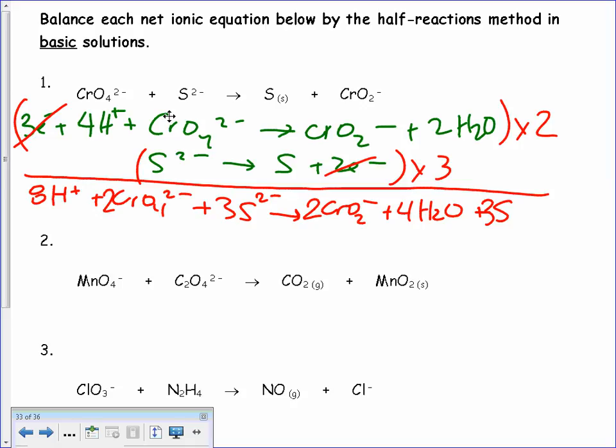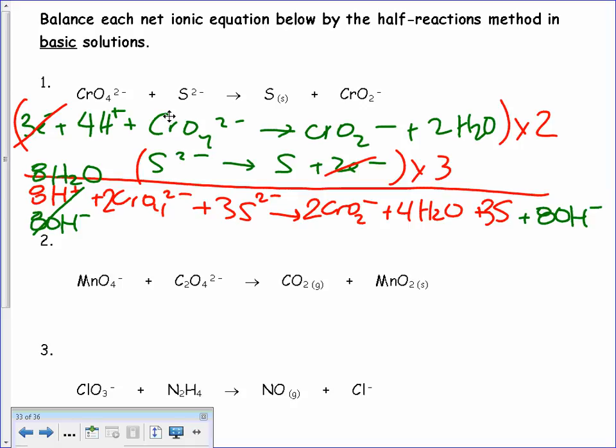Add OHs to what? To whatever the H plus number is, right? So I need how many H plus or OH negatives here? 8. But what I add on one side, I absolutely have to do to the other side to keep my charge balance, right? So I need to have 8 negatives on both sides. So that condenses down to 8 waters. I'm literally showing my work, but I'm going to say 8 H2O up top just to realize it's now water.